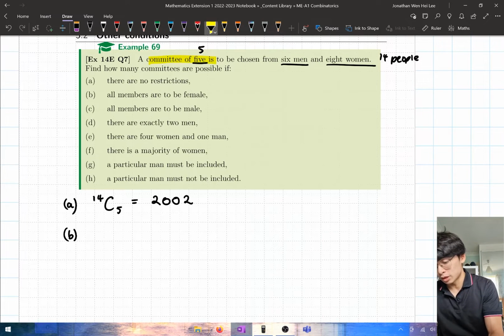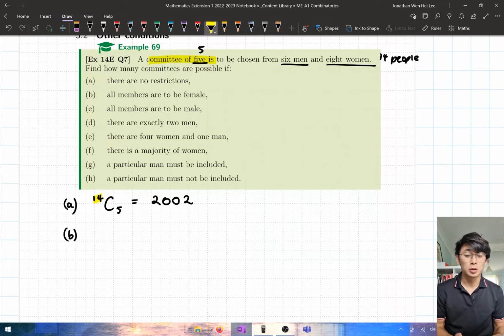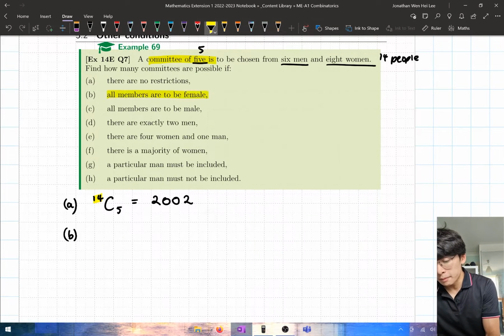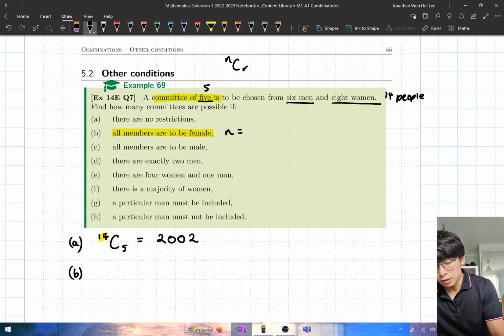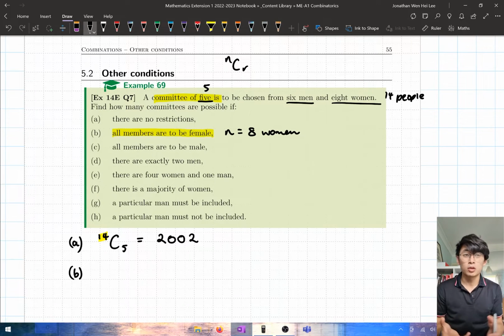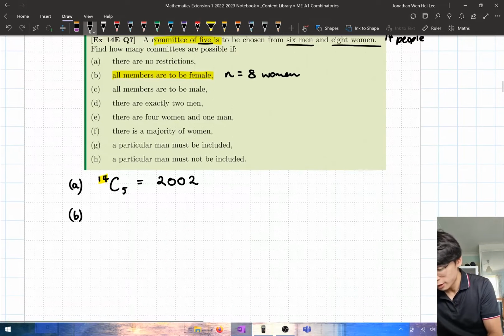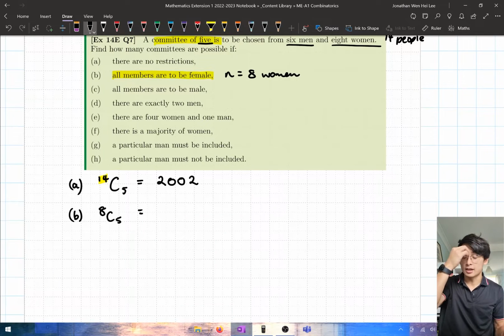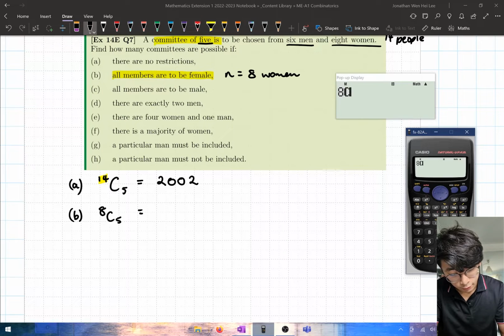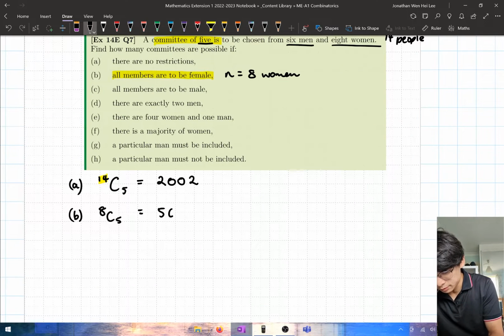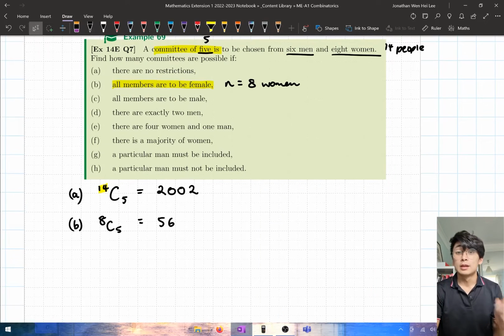Originally, we were selecting from 14 people, but the 14 people here includes the 6 men. So with this second example, if we want all the members to be female, that means, so let me just have the notation, nCr, n must equal the 8 women. The number of people that we choose from, the possible pool that we choose from, has to be from the 8 women. So here I'm going to have 8 choose 5. We're still selecting 5 people. It's going to be from the 8 women there. So it's going to be 8 choose 5, and that gives me 56.